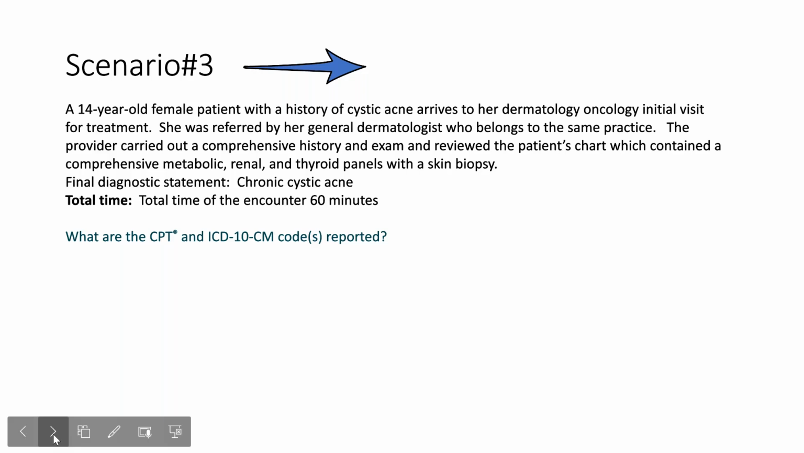Our next scenario on time. A 14-year-old female patient with a history of cystic acne arrives to her dermatology oncology initial visit for treatment. She was referred by her general dermatologist, who belongs to the same practice. The provider carried out a comprehensive history and exam and reviewed the patient's chart, which contained comprehensive metabolic, renal, and thyroid panels with a skin biopsy. Final diagnostic statement is chronic cystic acne. Total time is 60 minutes.